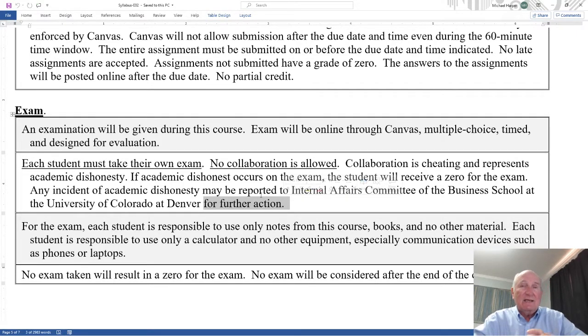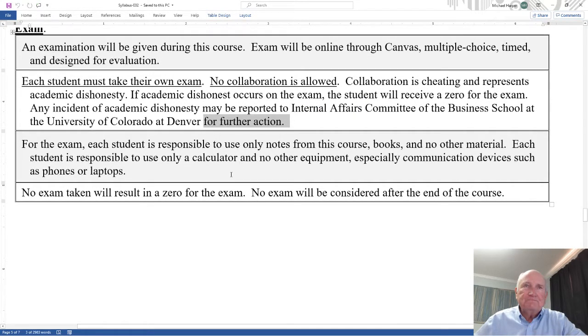I want to emphasize that academic dishonesty is not why we're here. We're here to learn. The grade should represent your learning. It should not be represented by how well you do academic dishonesty. So that's not why we're here. That's not why I'm here. And that's not why students are here. So be very careful of that. Okay.